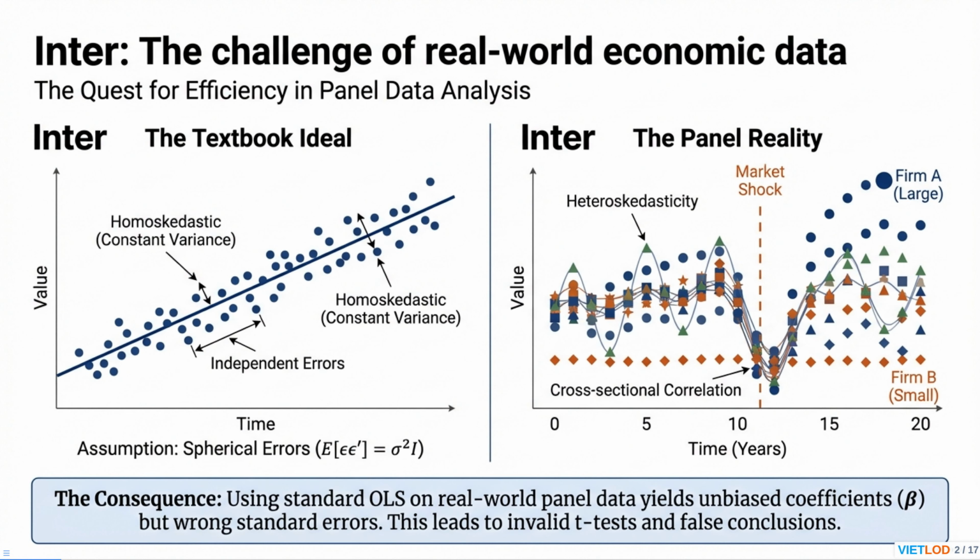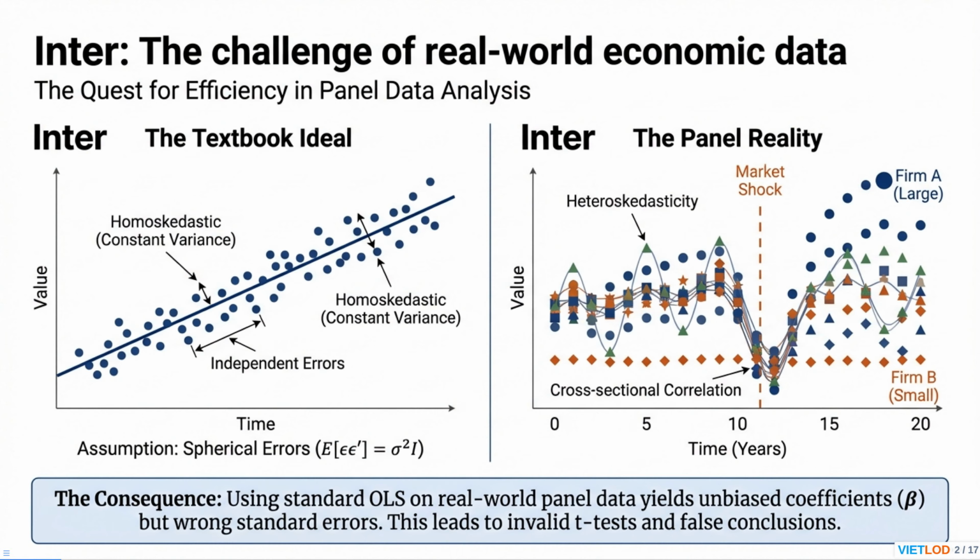However, real-world panel data rarely conforms to this ideal. We frequently encounter heteroskedasticity, where the variance of errors differs across units. For instance, large firms might exhibit much more volatile behavior than smaller ones. Furthermore, cross-sectional correlation is common, particularly when a market-wide shock impacts all entities in the panel simultaneously.